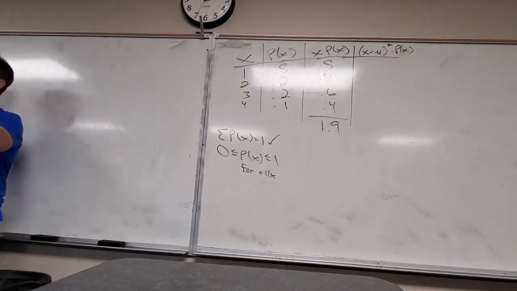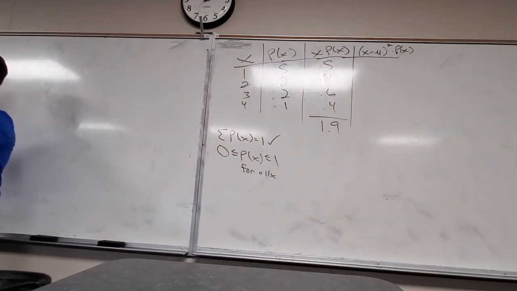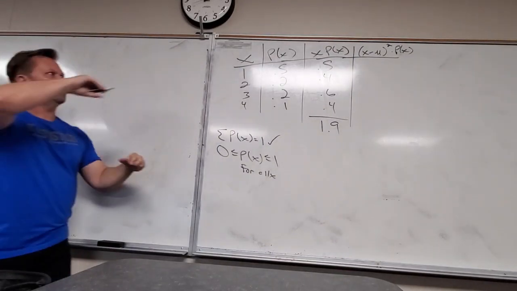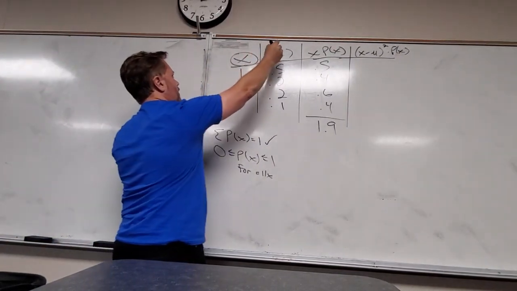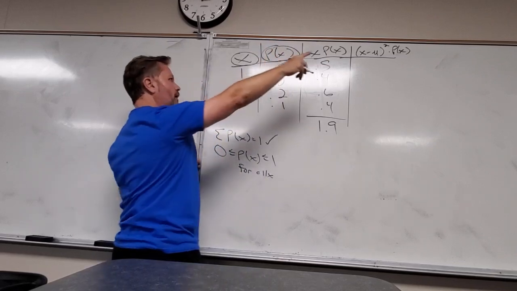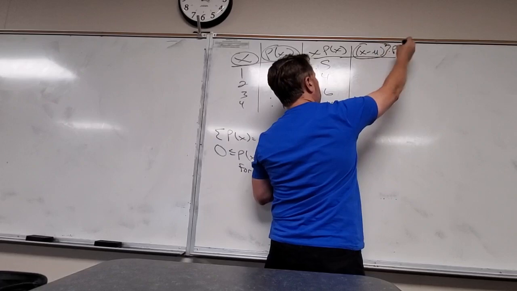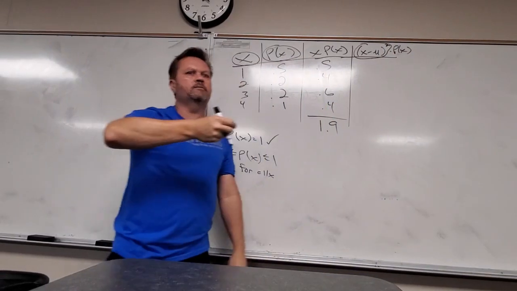So again, just to catch up on where we are. We have a way to figure out the center. Right now we're trying to figure out what the spread is. To figure out the center, I just took each data value and I multiplied it by the weight. So it kind of makes sense that to get the standard deviation, I take each squared deviation and I multiply by the weight. The same way.